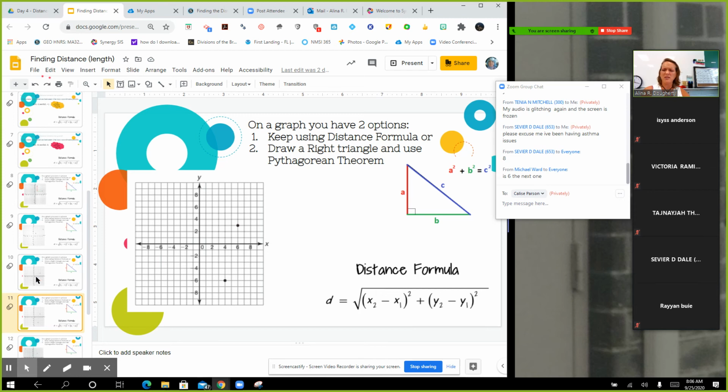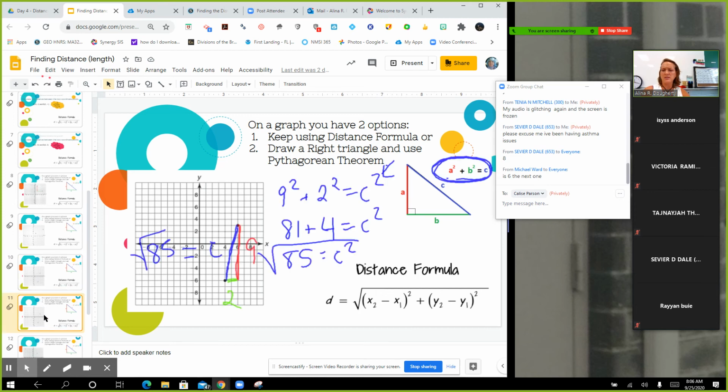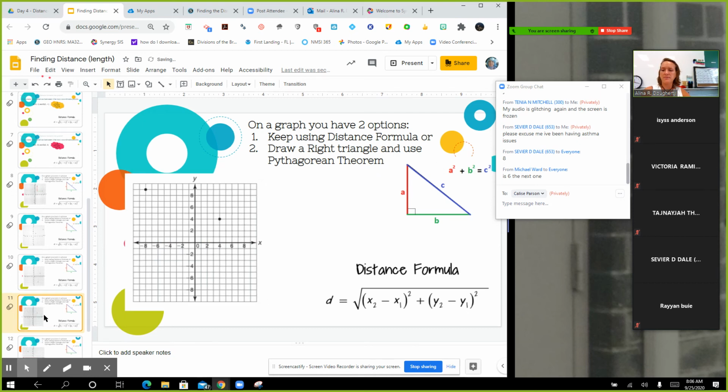So, I feel like this is the same one. Yeah, I think that's exactly the same one. I think I need to delete that slide. What about here? Slide 11.